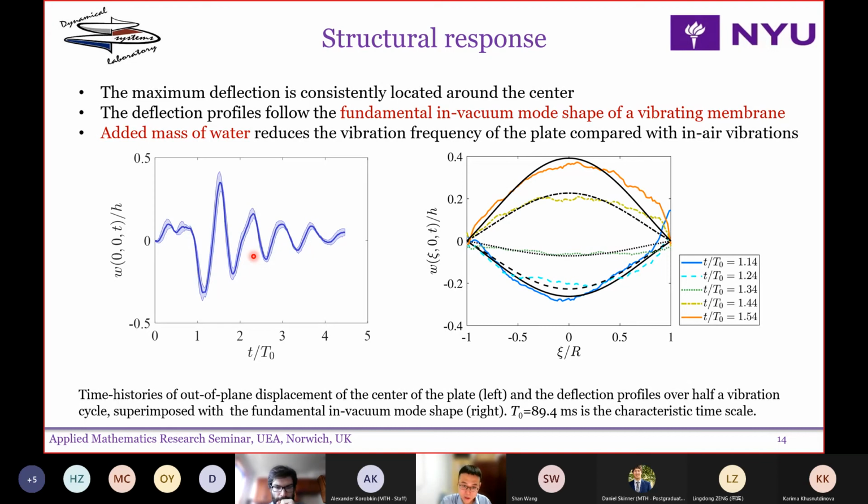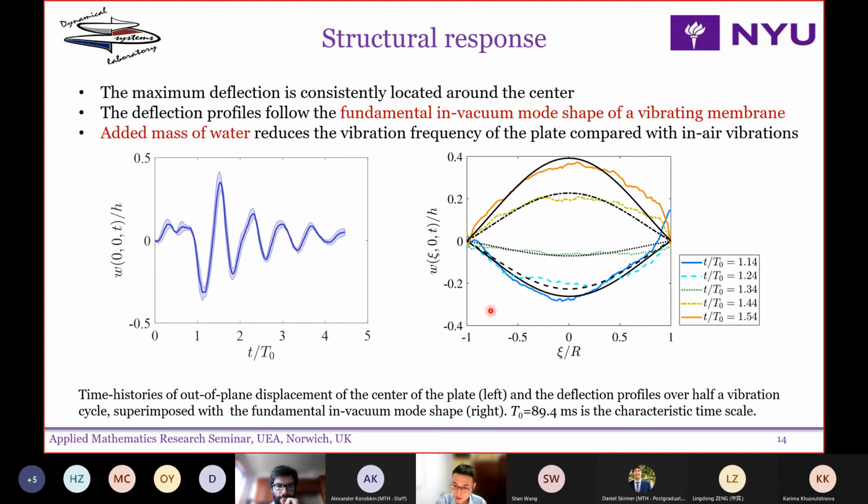If we compare that to the vibration frequency of a membrane in vacuum, we find that in our case, the vibration frequency is much lower, and that is because of the added mass effect of water in our experiment. So that is the temporal response of the plate.